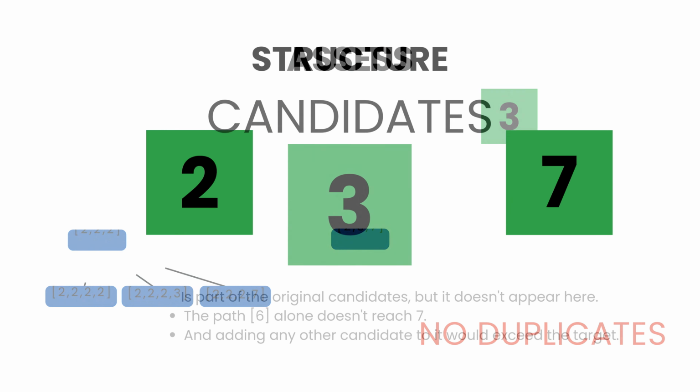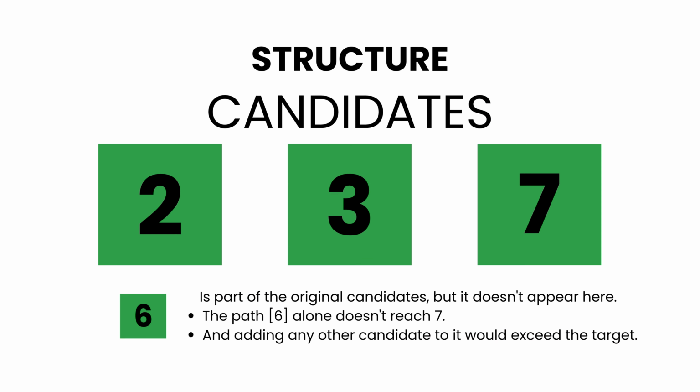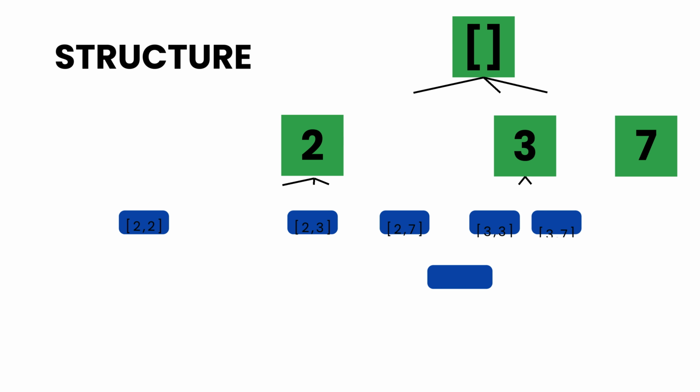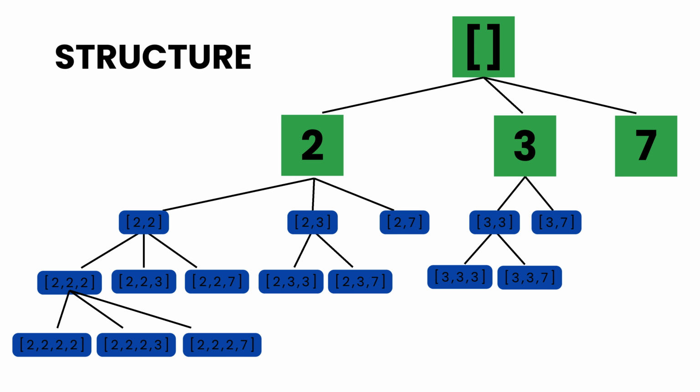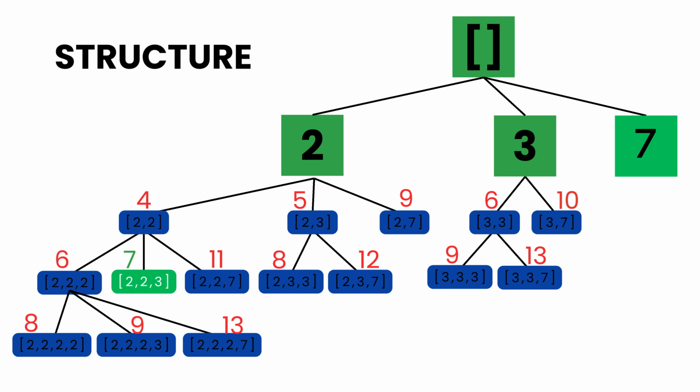Here's our plan. Sort the candidates, optional, but helps with optimization. Use a recursive helper function to build combinations. Track the current combination, sum, and position. If the sum matches the target, save the current combination. If the sum exceeds the target, backtrack. Otherwise, recursively try adding each candidate, starting from the current index. This way, we explore all valid paths without repeating or rearranging numbers.